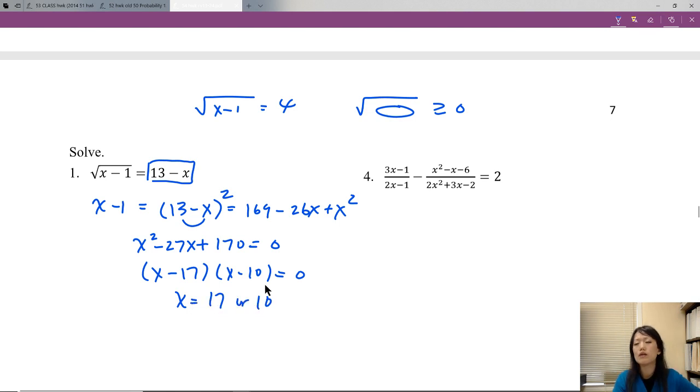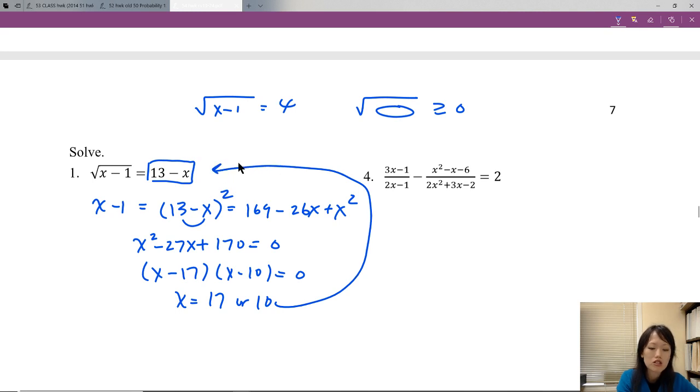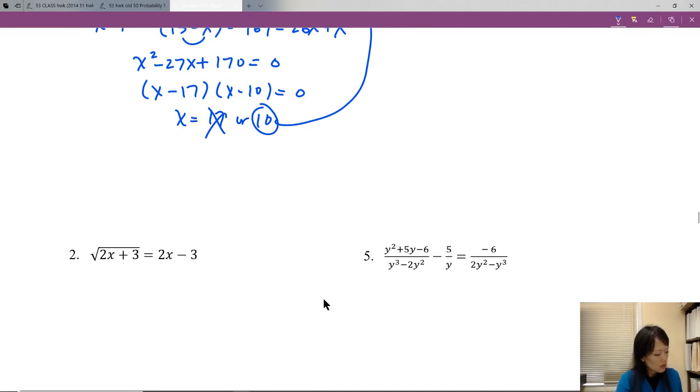Don't stop there. Every time you square, you have to check, except if it's a number on the right already. If it's just like 4, you're okay. But here, you need to go back and look. Do they both work? 13 minus 10 is okay, but 13 minus 17 is negative. You've got to take it out. So it's only 10, one solution. The extraneous root is 17. Okay, so that's the one thing to watch out for with that type.